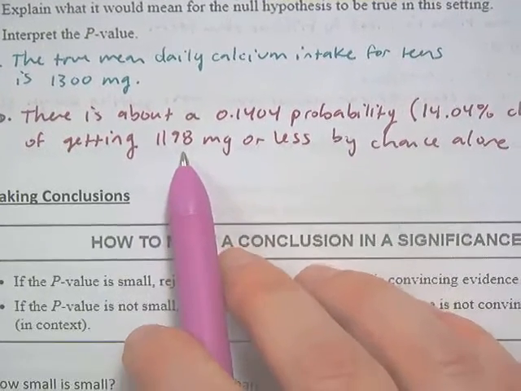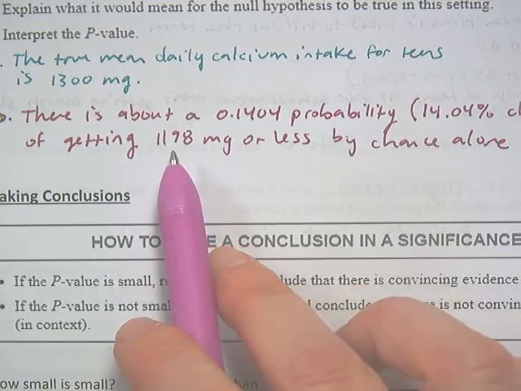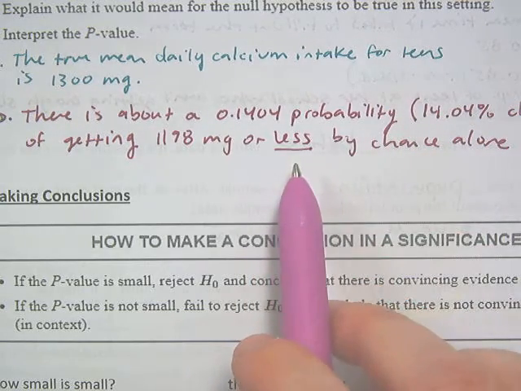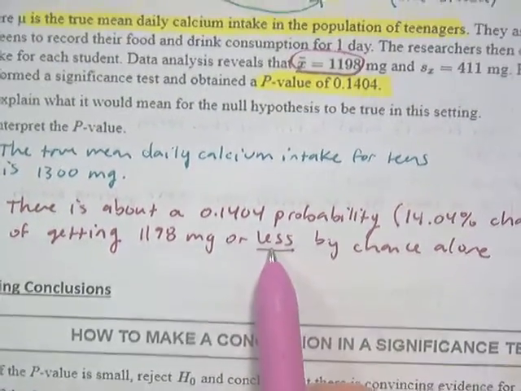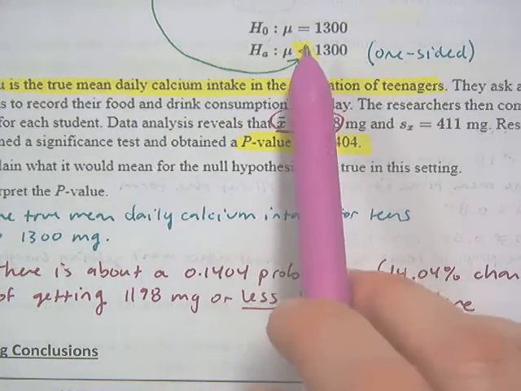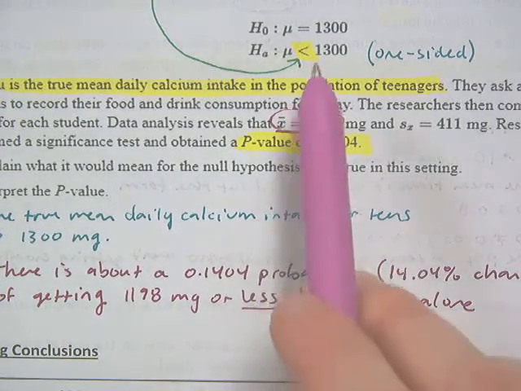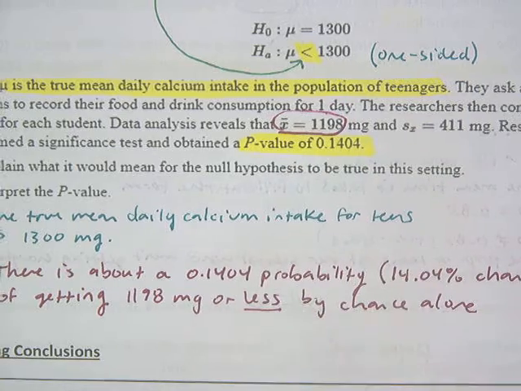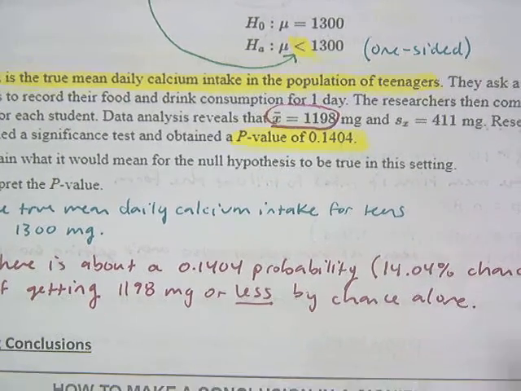Of getting what happened in their sample by chance alone. Here's how I knew I was supposed to write the word less right there. Look at your symbol in your HA. It says less than. So if that had said greater than, I would say "or more by chance alone." Just pausing to make sure you make that connection. Okay.